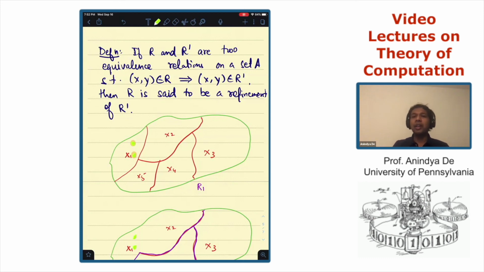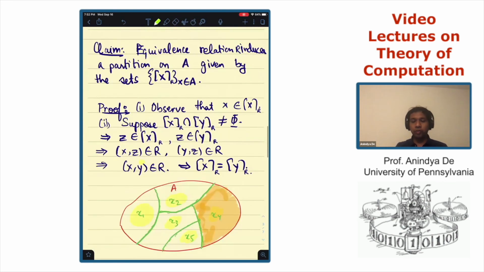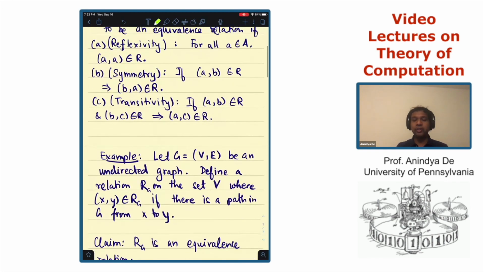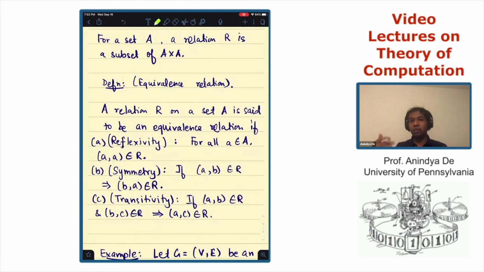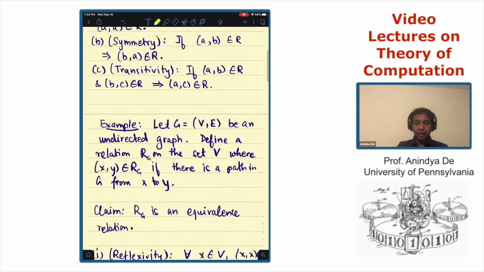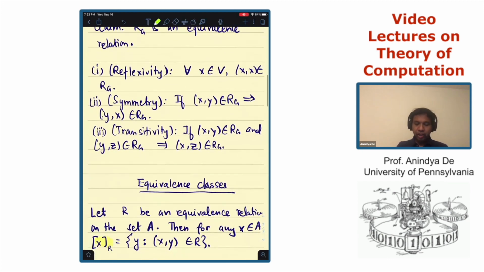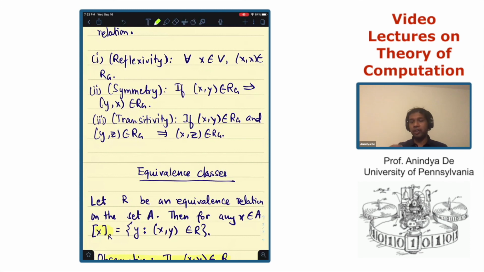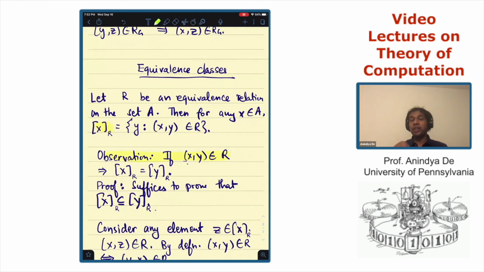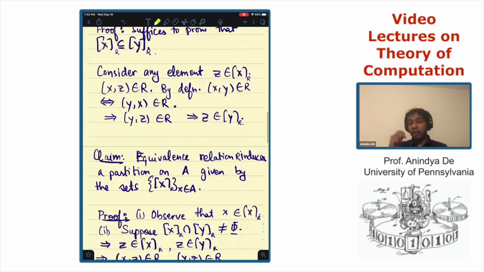So with that, let me conclude this lecture, but let's just recap what we saw. So we started with the notion of equivalence relation. We defined what an equivalence relation is as basically a relation which satisfies three axioms: reflexivity, symmetry, and transitivity. Then we saw an example of an equivalence relation, namely the connectivity in an undirected graph. We followed it up with seeing the notion of equivalence classes, which are induced by an equivalence relation. And we saw how an equivalence relation via equivalence classes induces a partition of the ground set A.